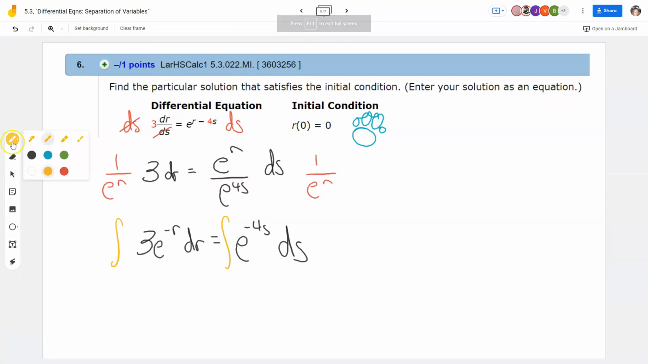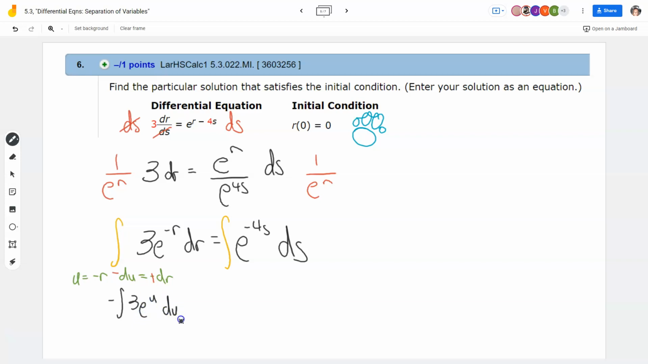But if you want, technically we're going to have to call them by different letters. Because this guy says, sure, make me a u, and I'm like, okay, cool. And I have negative dr. I would multiply the negative on the other side, and I would end up with an integral of negative 3e to the u du, which would land me at negative 3e to the negative r, plus a c that's going to go on the other side, equals.